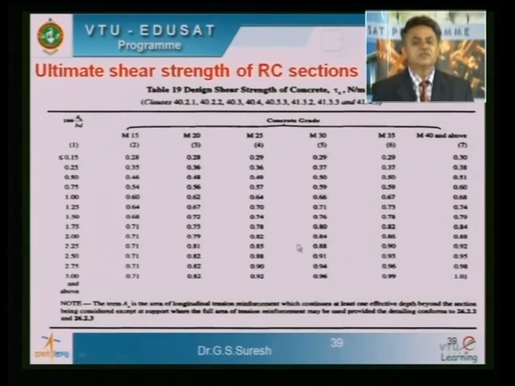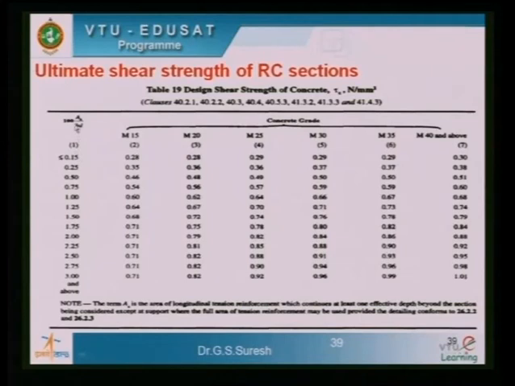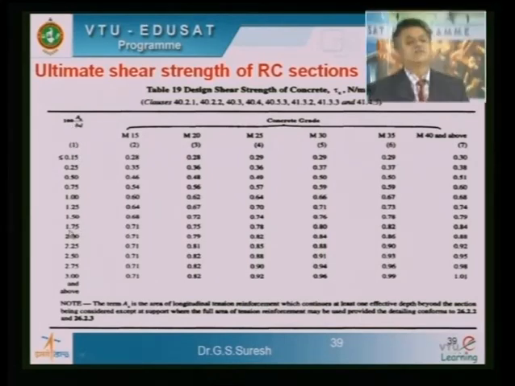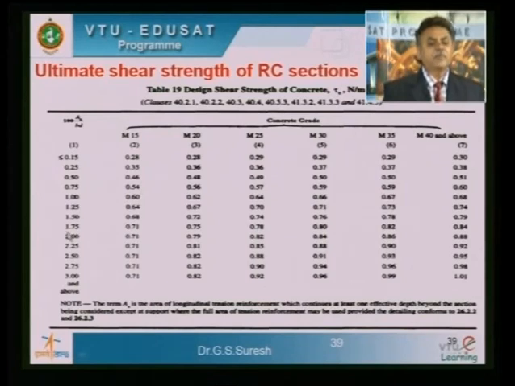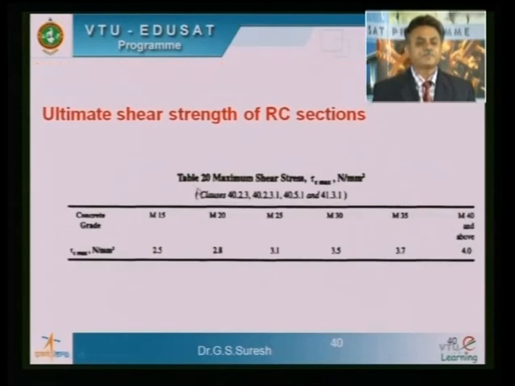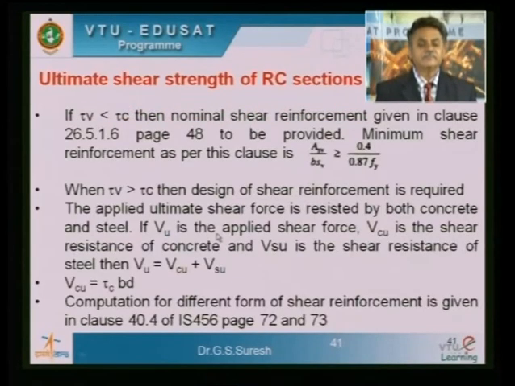This table shows the percentage of steel provided in the tension zone at the mid span. For this percentage of steel, for different grades of concrete, the tau c allowed is given here. This table shows the maximum tau c max for M20 concrete, it is 2.8.